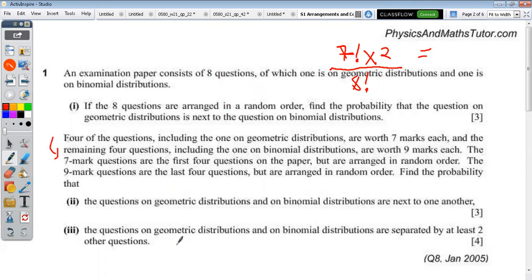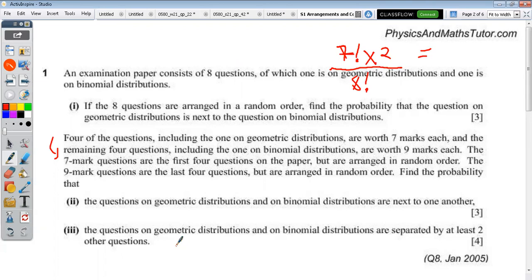But I'm saying, so now we have 4 questions, including one on the geometric distributions. They are worth how many marks? 7 marks each. And the remaining 4 questions, including one on binomial, are worth 9 marks each. So you now have 2 sections. The 7 mark questions are the first 4 questions on the paper, but are arranged in random order. Then the 9 mark questions are the last 4, and they are arranged in random order. Clear?